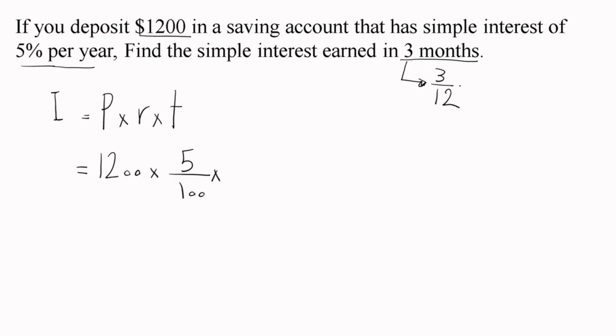I can simplify that and I can write 1 over 4. So I should not write 3 here. I must convert it to the year. And I'm going to have 1 over 4. Okay, let's calculate the value.